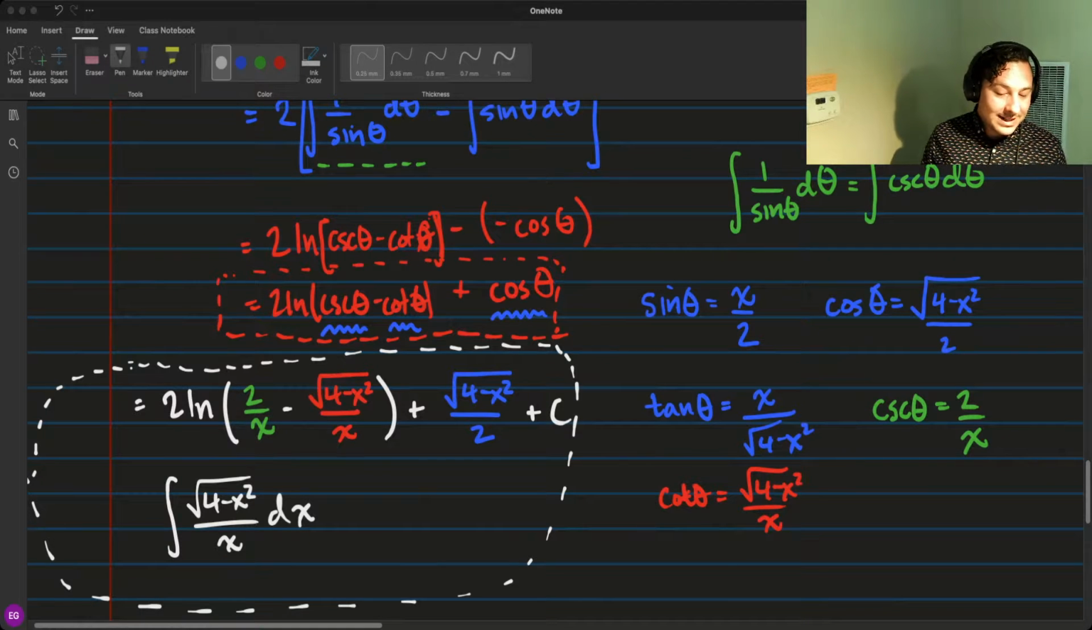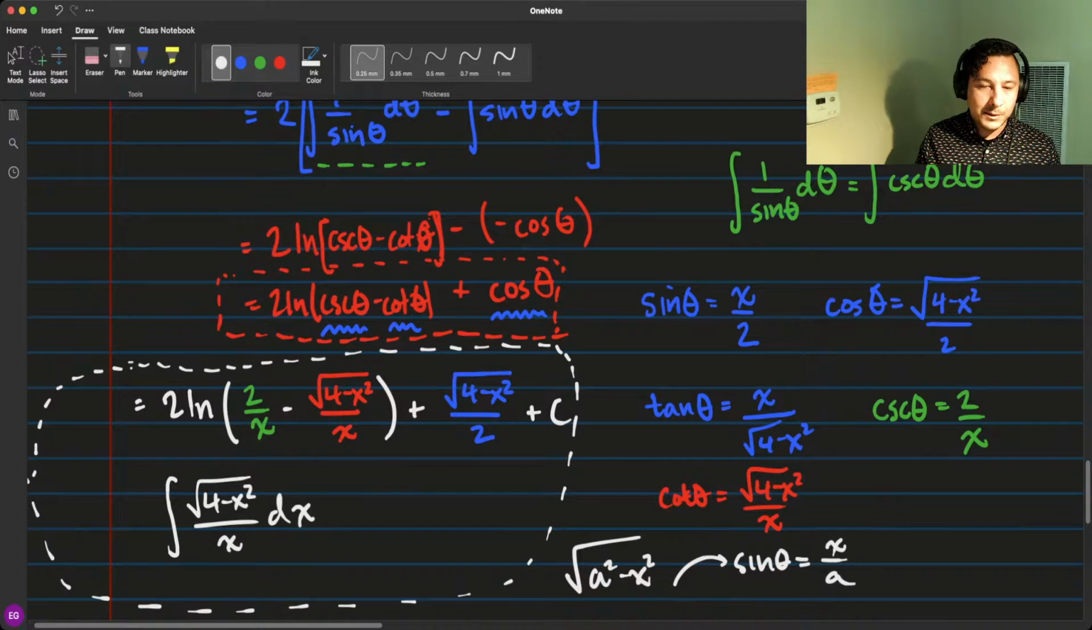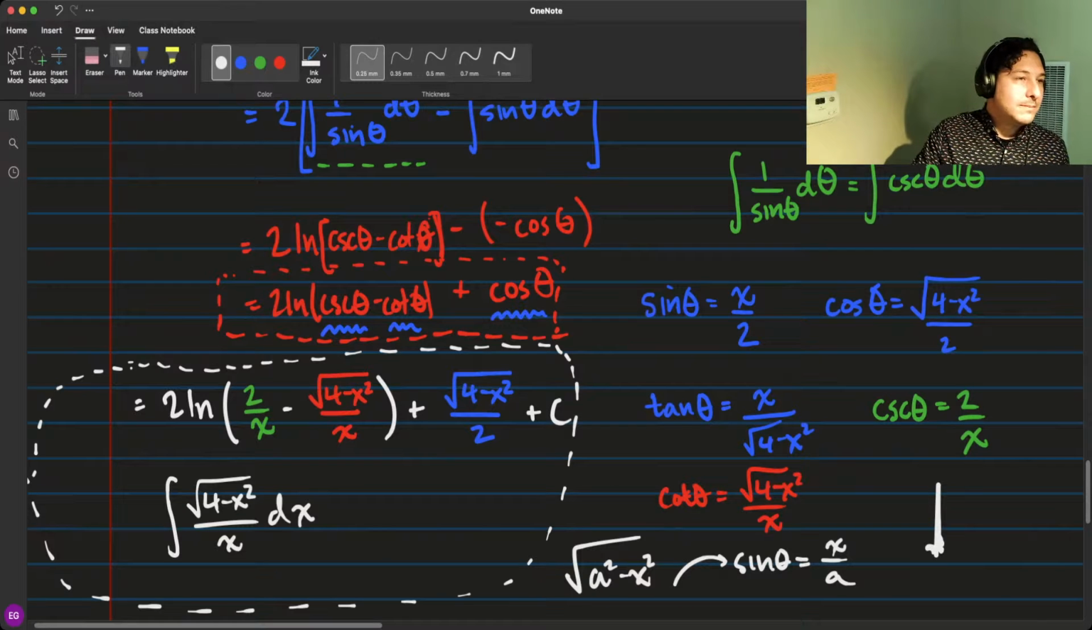So, just to give you an idea, all of these problems work like this. You're going to notice, a lot of the time, the giveaway is that you're going to have the square root of a squared minus x squared, and usually you're going to have sine theta equals x over a. That's the substitution that you're going to have to make most of the time.